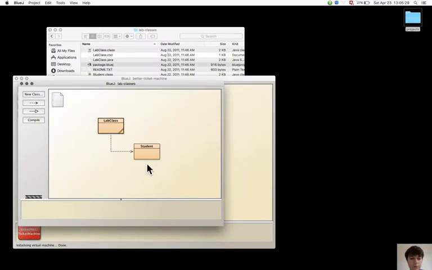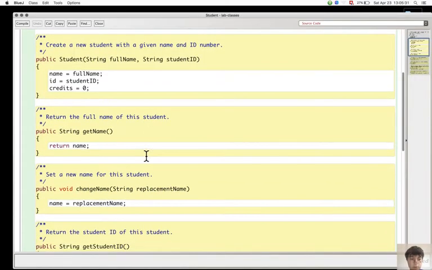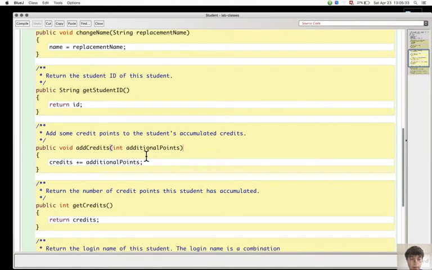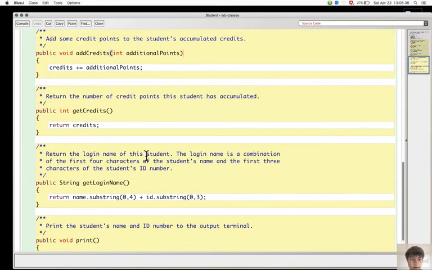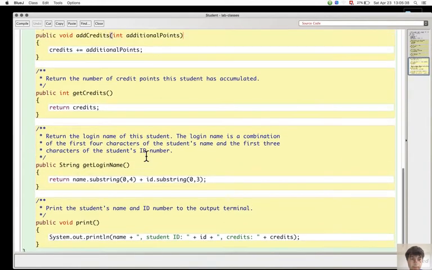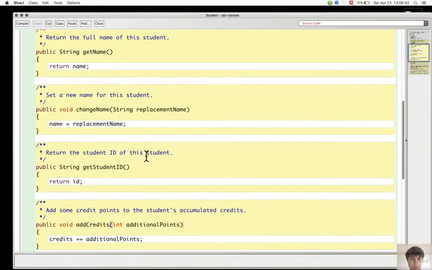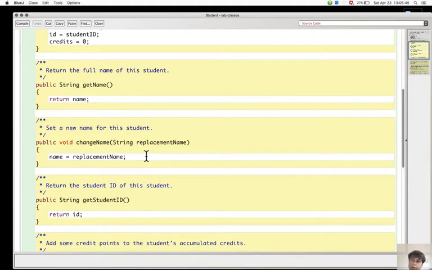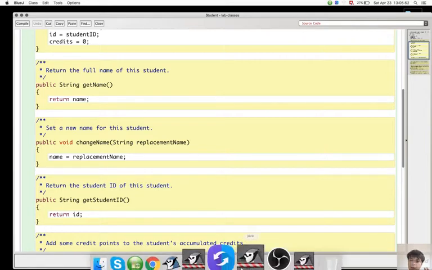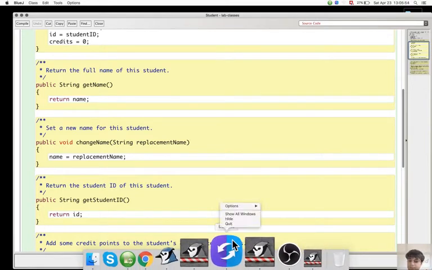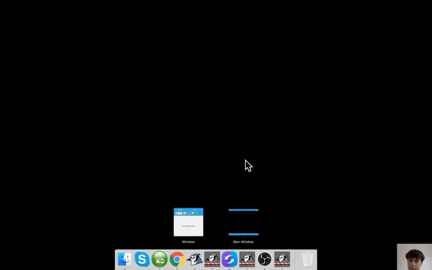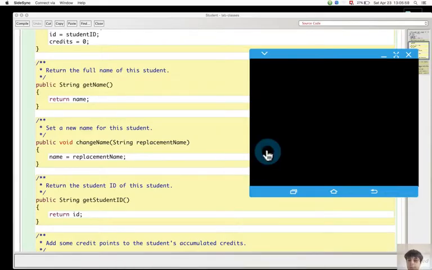I don't remember this part. It's kind of confusing. I have to look at it.